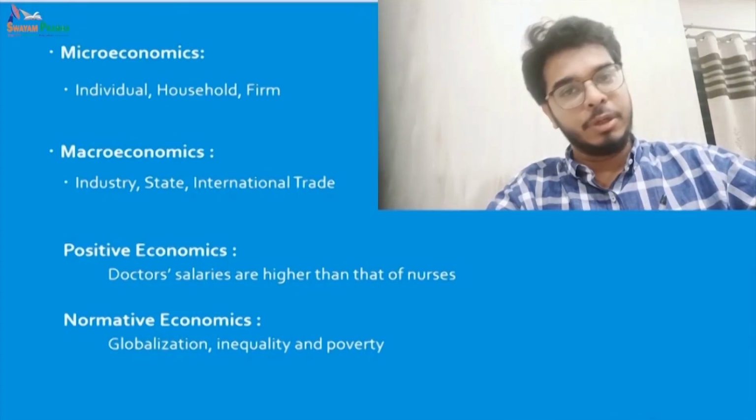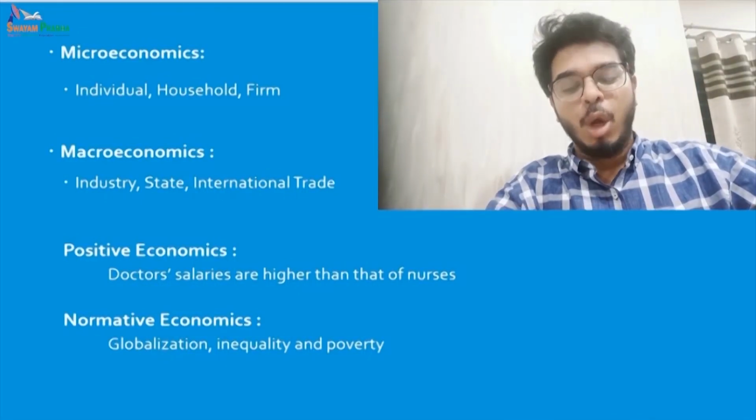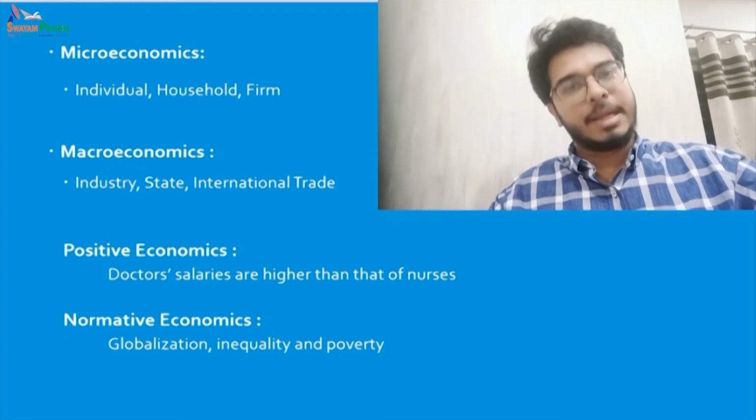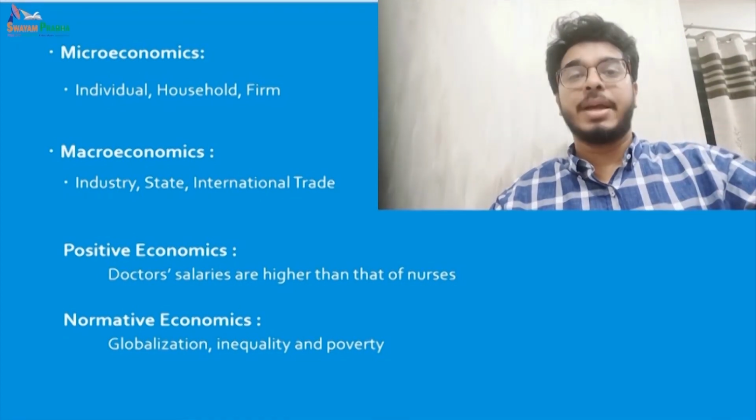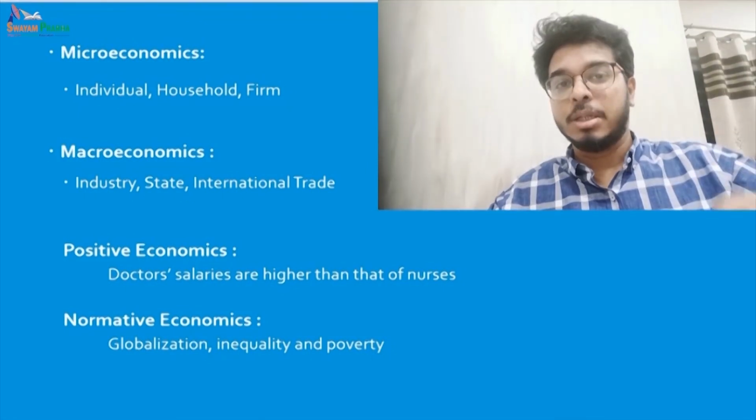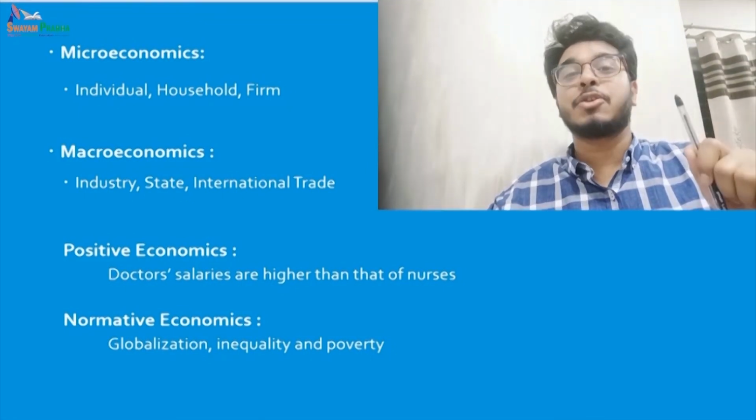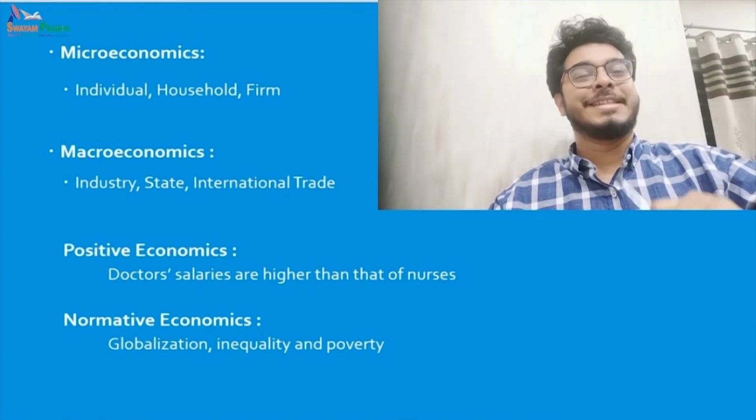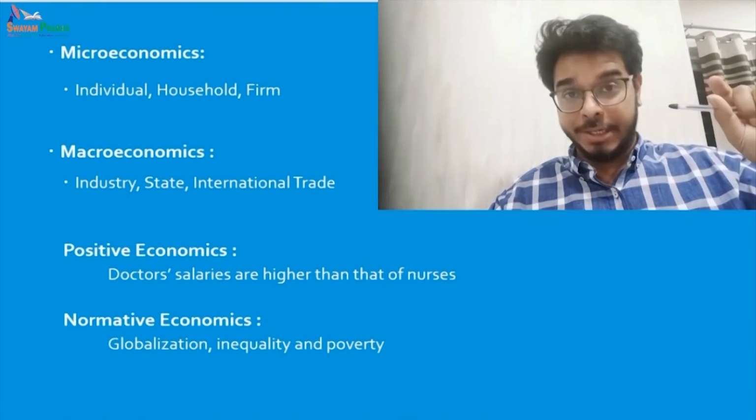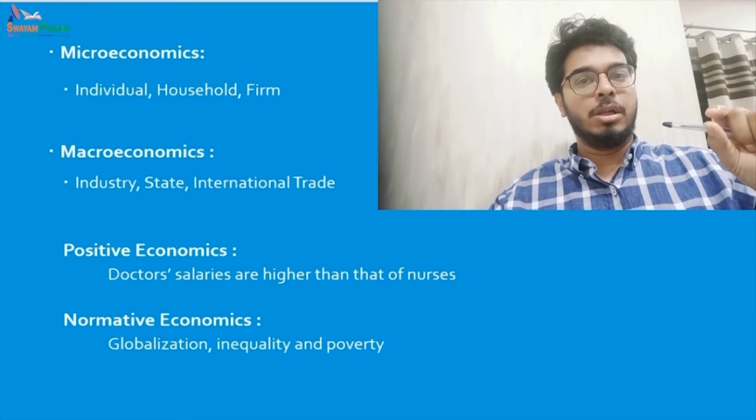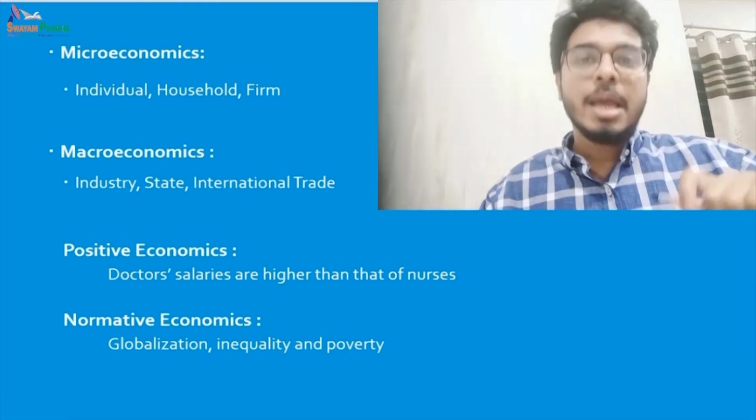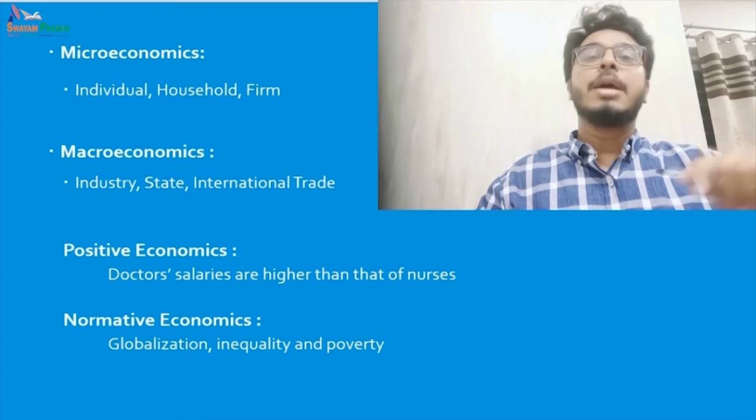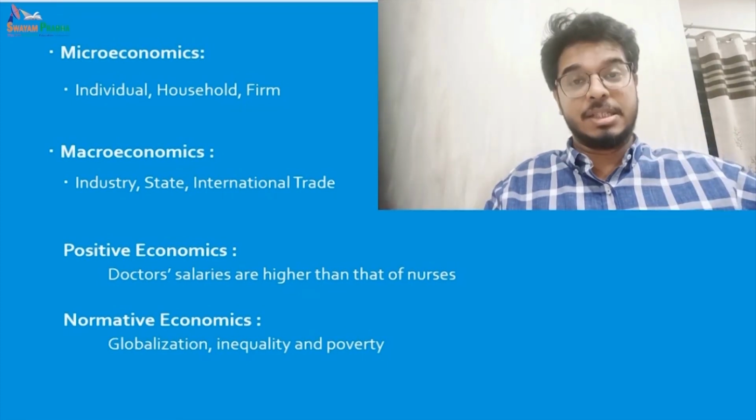And you know that there are two branches of economics. One is microeconomics, another one is macroeconomics. So how are these two branches different from each other? They are different based on the economic agents, the decision makers. Micro means small, macro means large.